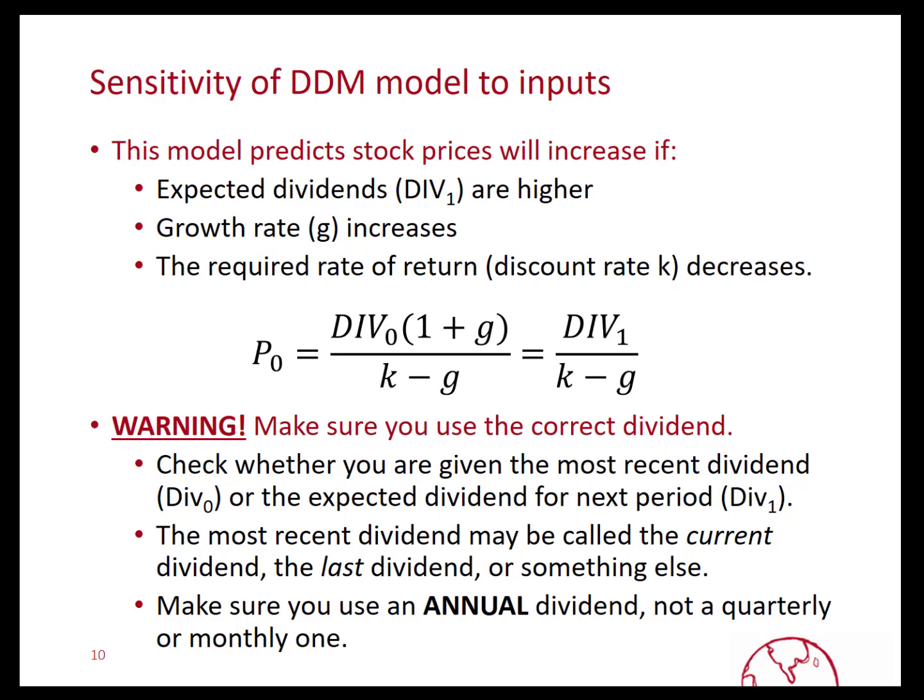Always remember to use the correct dividend. You only get future dividends when you buy a stock, not the past. We're always looking at the dividend one period in the future. The only case where the dividend in the past can be used is if there is zero growth. That most recent dividend may be called the current dividend, the last dividend, or something else. You always have to know what the next one will be. Dividends are typically paid quarterly, so make sure that you're looking at the annual dividend, not the quarterly or monthly one, for example.